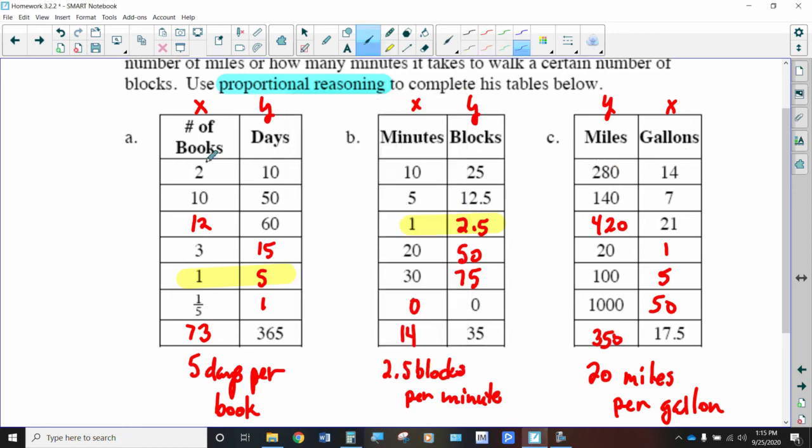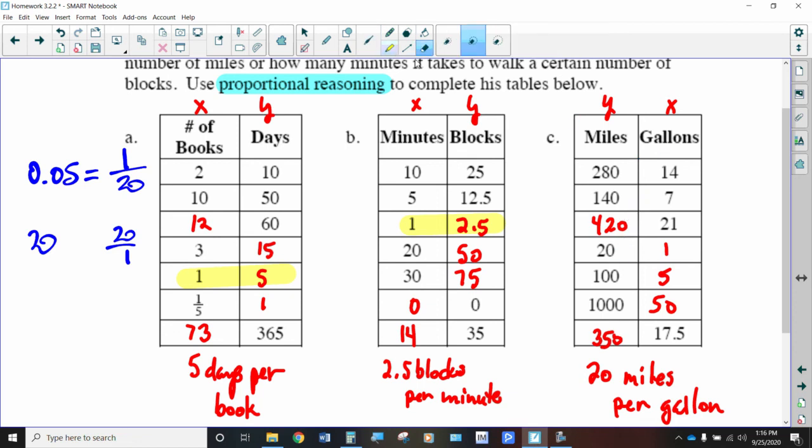And by the way, 0.05 is the same as 1/20th, which happens to be the reciprocal of 20. So by changing the order, your multiplier ends up being the reciprocal. Just a little side note. And so here is an example of that unit rate. 20 miles per gallon. So 14 times 20 is 280. 7 times 20 is 140, and so on and so forth.